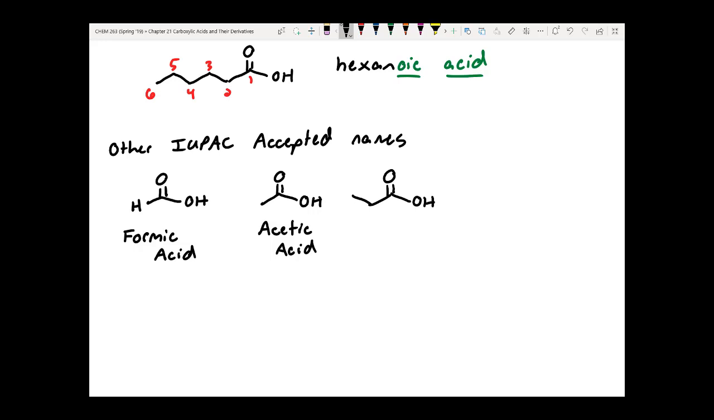All right, and then next, again, most people wouldn't be offended if you were to call this propanoic acid. However, the old name kind of stuck: propionic acid. And I think, honestly, it just flows better saying it that way, so the name just kind of stuck.